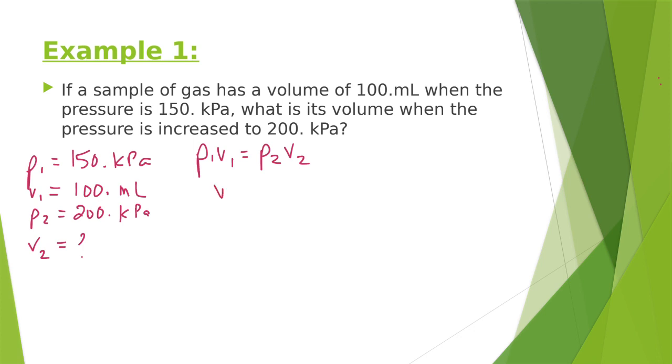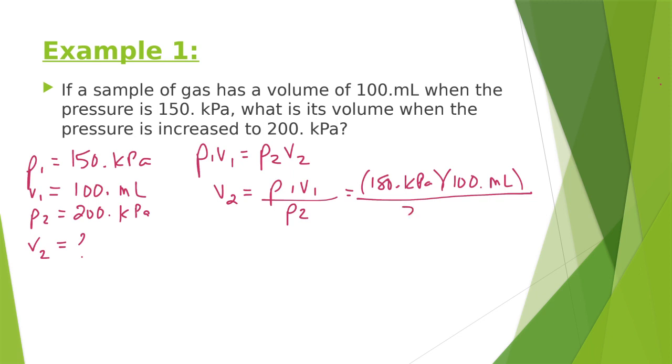We're going to rearrange and solve for V2. So we're going to have P1 V1 divided by that P2 variable. And then we sub in our values. So we have 150 kPa times 100 milliliters. We're dividing by 200 kPa. So my units of kilopascals will cancel out.